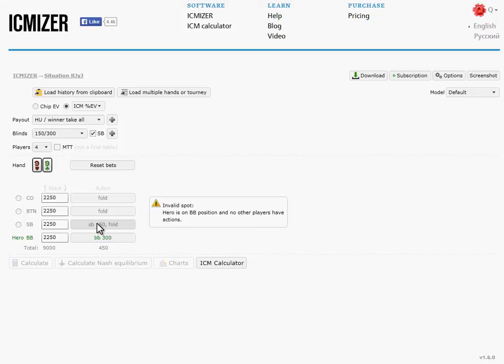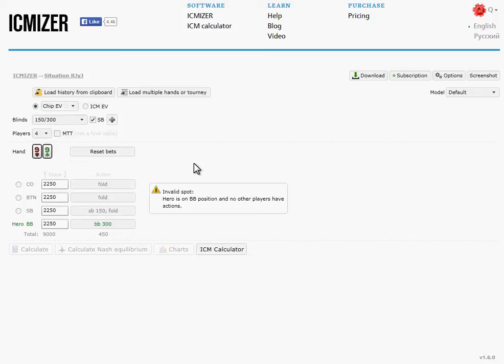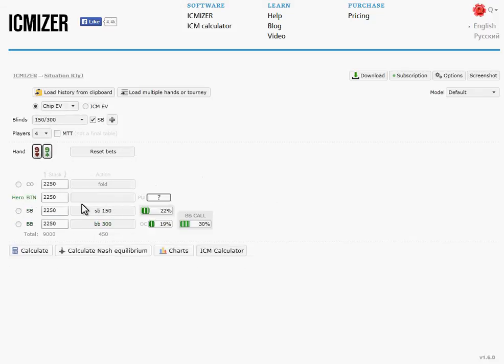Let's start in Chip EV mode, because in Chip EV we will be asked to provide fewer ranges, so it will be easier for beginners to understand all those range assignment problems. Here we have a 4-way spot where hero is on the button, and we are trying to figure out the push range for hero, like an open push. Nobody has made any bets. It has been folded to us on the button. So now we want to find out the push range.